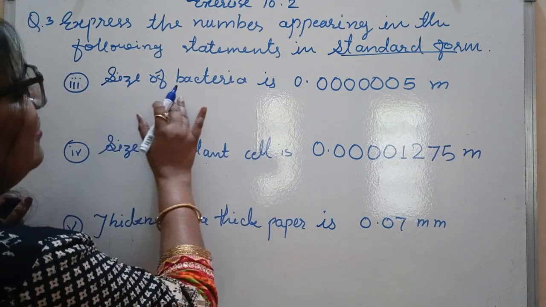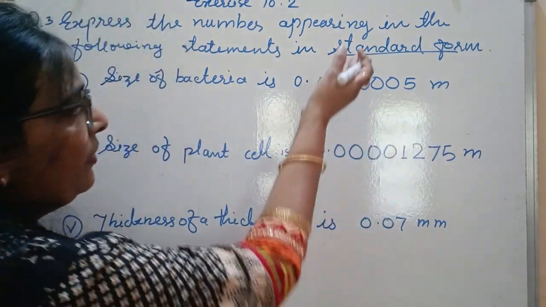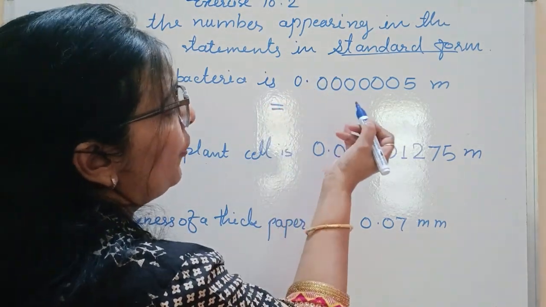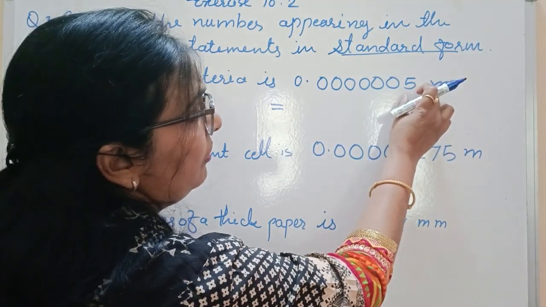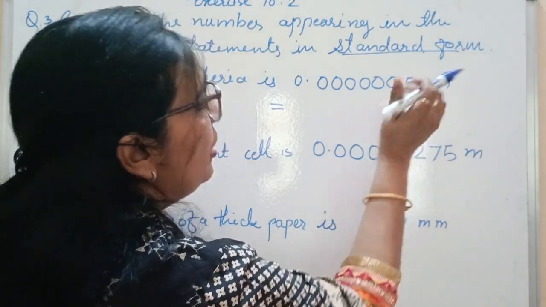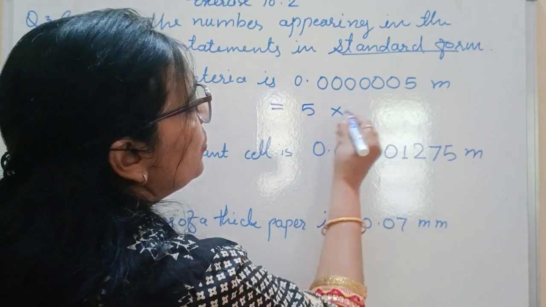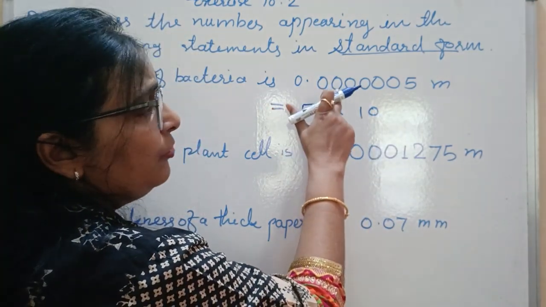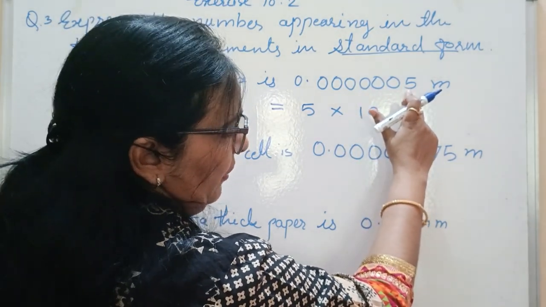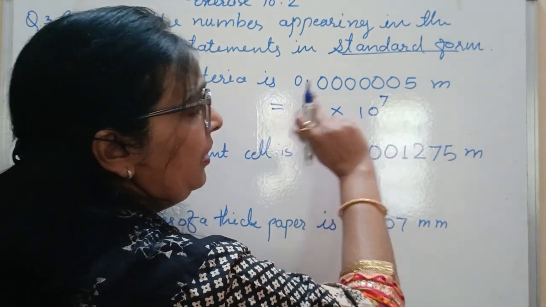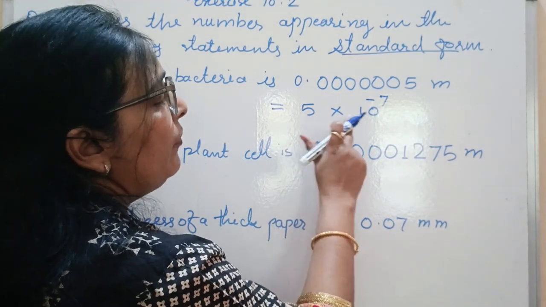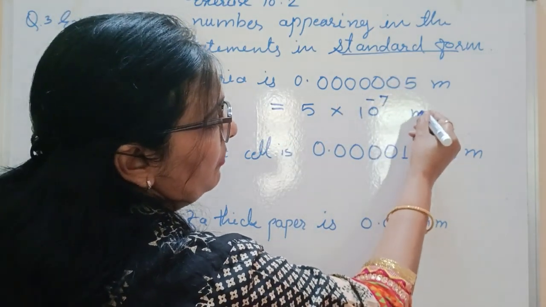Now next, the size of a bacterium is given, this number. You have to convert it into standard form. So how can you convert? You have to shift this decimal point to after the first natural number. Here only 1 natural number is given, so you have to shift this decimal point to after 5. So 5 into 10 raised to. How many places are you shifting? 1, 2, 3, 4, 5, 6 and this is 7. Which side are you shifting? Towards the right. Therefore, minus 7. So what answer did you get? 5 into 10 raised to the power minus 7 meter.